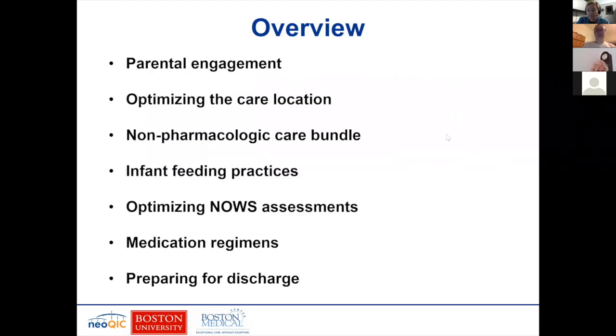This is a little bit of an overview of what we'll be talking about today. I'm going to be going over first, starting with parental engagement, how to optimize your care location for babies with NOWS, non-pharmacologic care, feeding practices, how to assess NOWS, as well as medication regimens, and then preparing for discharge. And we will take breaks for questions throughout because I know that's a lot.